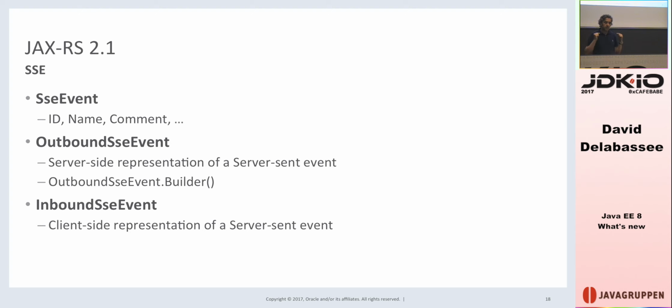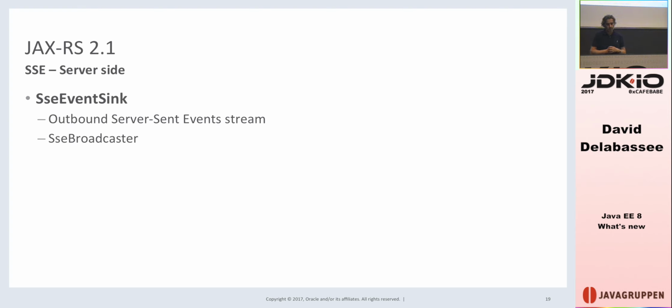The thing that is important to keep in mind is that SSE is one way only. The client establishes the connection, but then it's only the server that has the ability to push, from the server to the client. So that means that you will create the event on the server side, but on the client side, you will just consume those events. Then we have this new SSE event sink, which is basically just a connection between a server, so an SSE endpoint, and an SSE client endpoint.